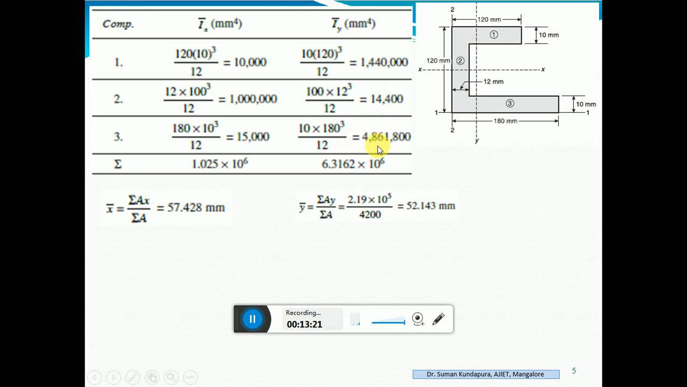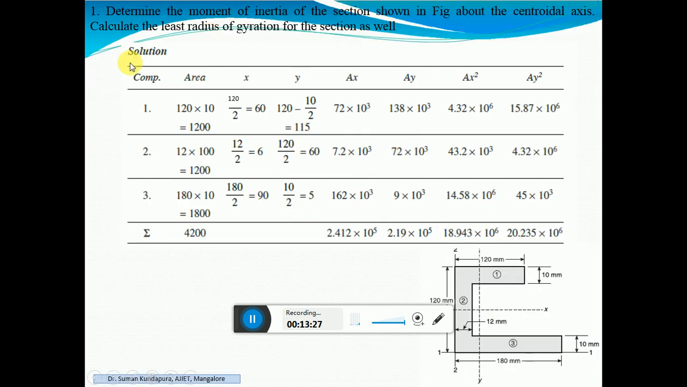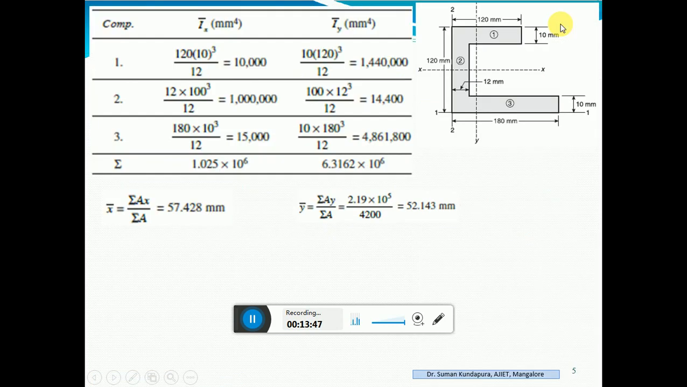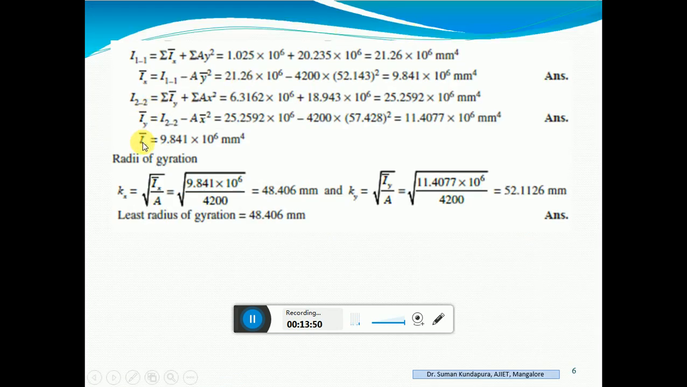Now our next aim is to find out what is asked in the question. It is asked, determine the moment of inertia of the section shown in the figure about the centroidal axis and calculate the least radius of gyration for the section as well. About the centroidal axis means I should get Ix bar and Iy bar, and after that I am supposed to find the radius of gyration kx and ky.